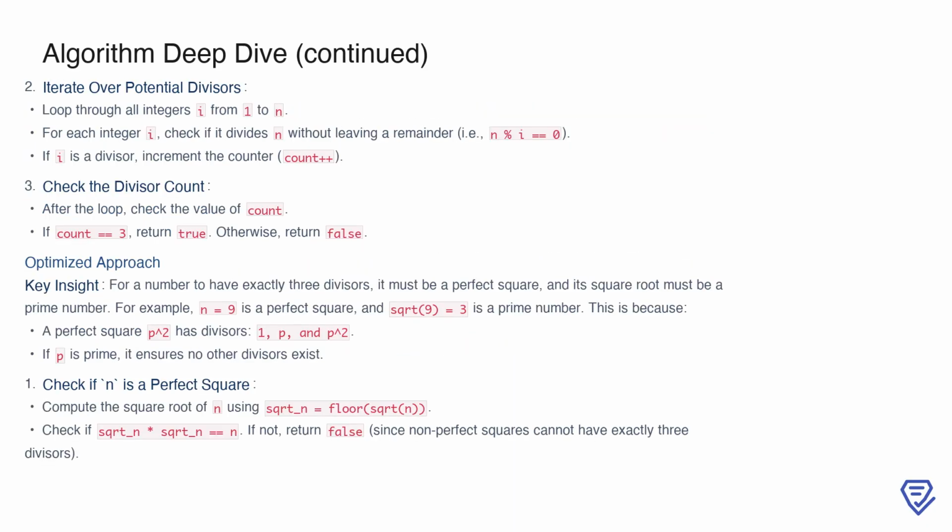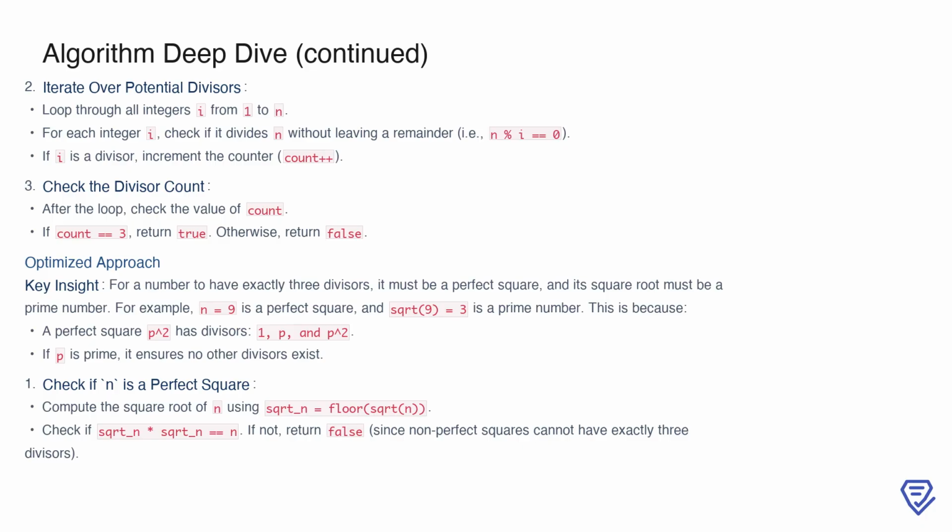Once we initialize the counter, the next step is to loop through all integers from 1 to n to check for divisors. For each integer i, we check if n modulo i equals 0. If it does, i is a divisor, and we increment the counter by 1. After the loop is complete, we examine the final value of the counter. If it equals 3, the function should return true, indicating that n has exactly 3 divisors. Otherwise, it returns false. While this brute force method works, it can be inefficient for large values of n, as iterating through all numbers up to n is computationally expensive.